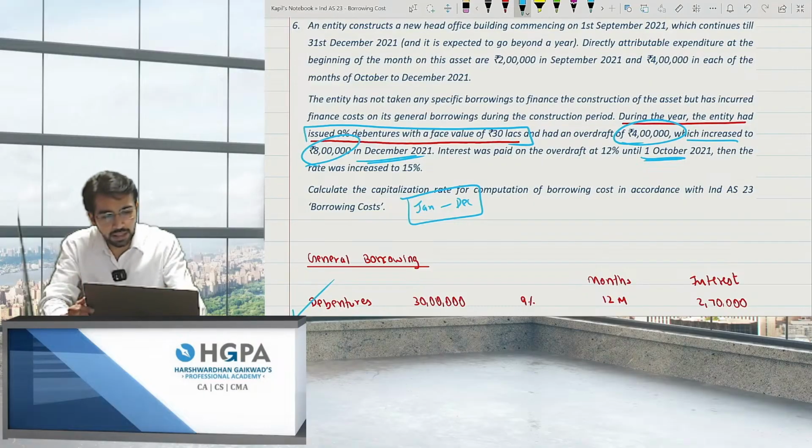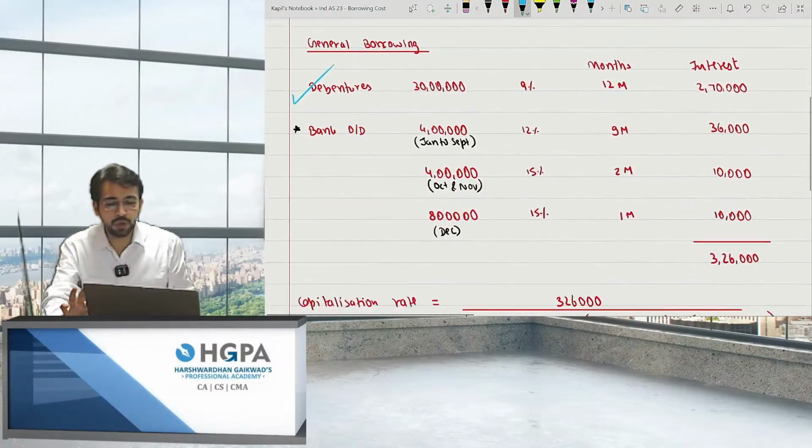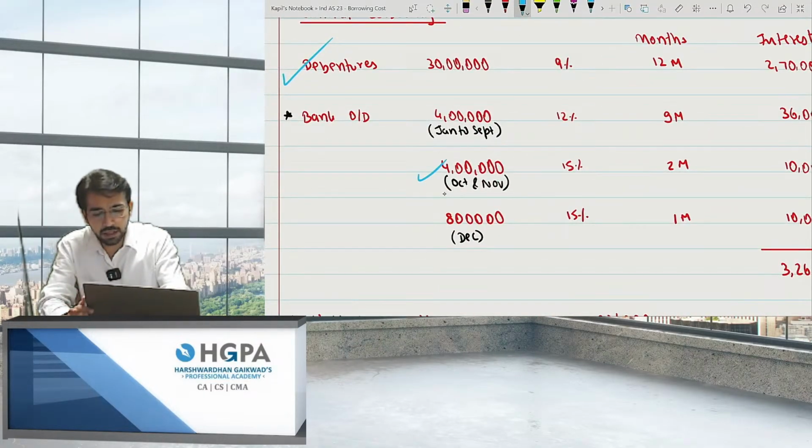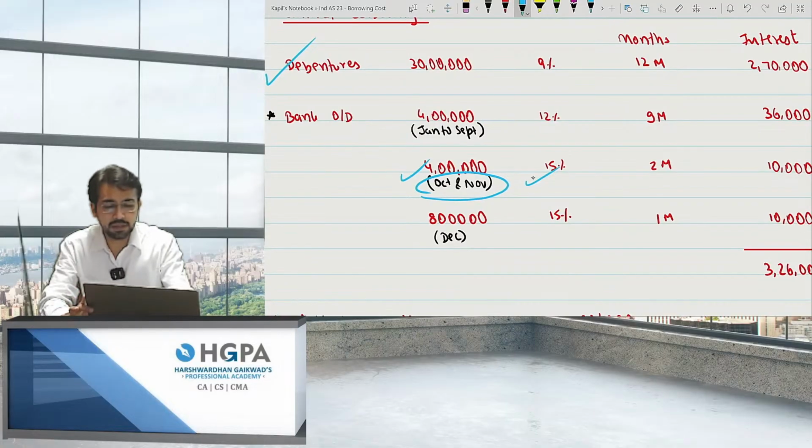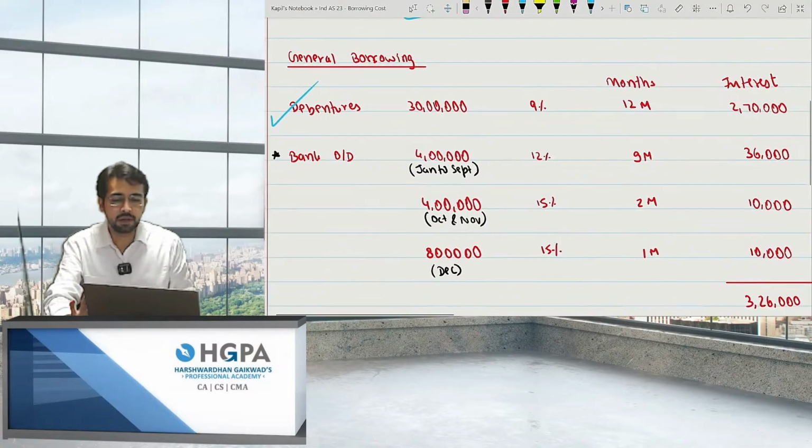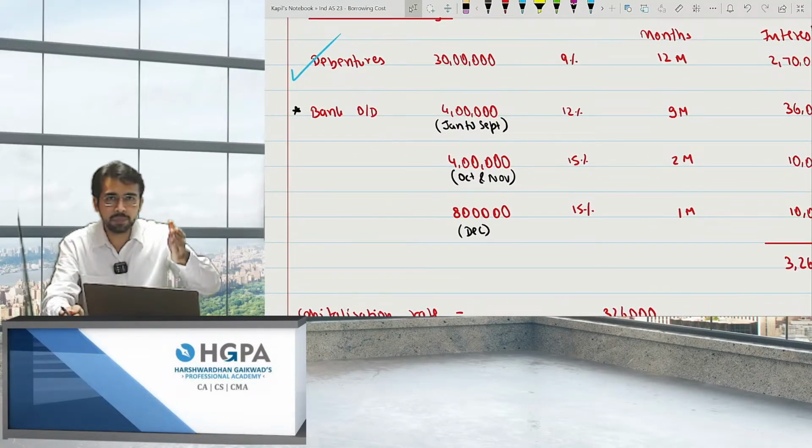But the rate was increased on 1st October. So over here, I have taken 4 lakh, that is October and November, at the rate 15%. Why? Because from January to September, it was 4 lakh. October, November also, that was 4 lakh. And from December, it went to 8 lakhs.